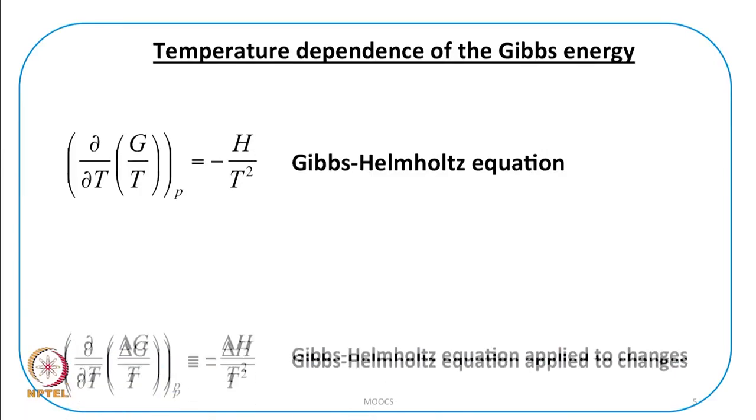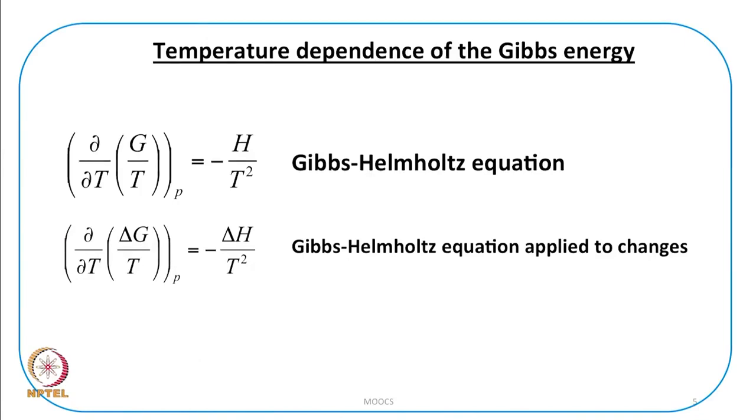And if we extend Gibbs-Helmholtz equation to changes, I will introduce delta with G and delta with H, then it will imply for the changes. Delta G and delta H are very important thermodynamic quantities, because delta G talks about the feasibility of the process and delta H is a content of delta G, but it is also reflecting on many things. For example, intermolecular interactions, it depends on the strength of the bond and many other factors that we can talk about.